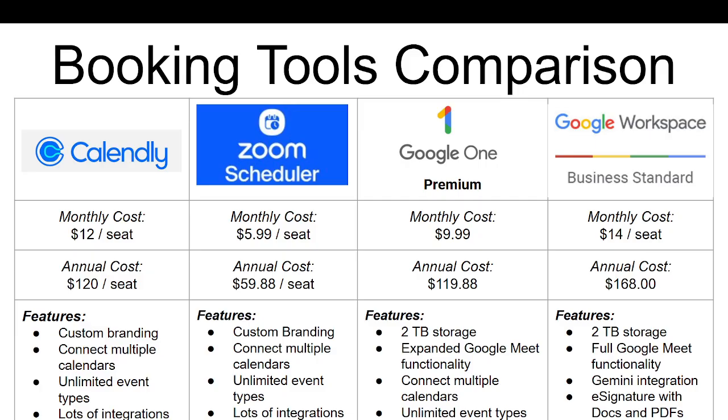You're going to get custom branding. You're going to be able to connect multiple calendars. So again, this is a good thing if you have multiple people that you want to be able to share this calendaring and this planning with. Again, unlimited event types with this. In other words, you can have 30-minute, 60-minute meetings, all that fun stuff, and then lots of different integrations with automation tools and even payment tools as well.